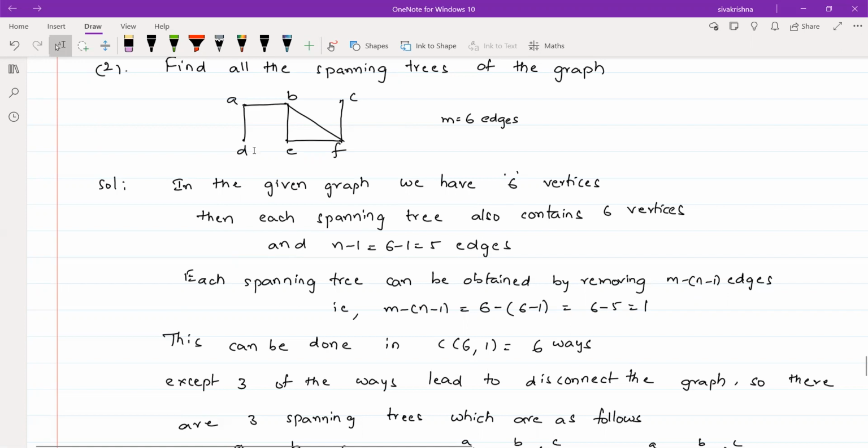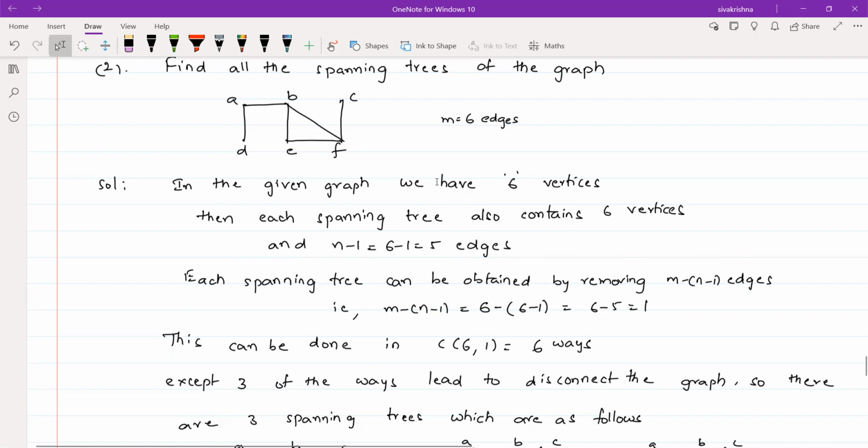Because the given graph has 6 vertices, a spanning tree also contains 6 vertices and 6 minus 1 edges. It means each spanning tree contains 5 edges. Each spanning tree can be obtained by removing m minus (n minus 1) edges. This is the formula we have. Here m is 6 and n, the number of vertices, is also 6. By substituting those values we get 6 minus 5, which is equal to 1. So every time, by removing one edge from the given graph, we get a spanning tree.